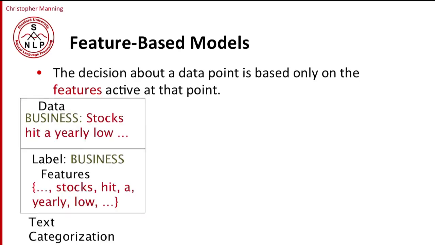One of the simplest cases is text categorization. So we have an article which has data like "stocks hit a yearly low," and it's assigned some topical class, here business. Typically in these text categorization applications, the features are just the words that occur in the article. So each word type that occurs in the article will be a phi feature. And then a complete F feature will be that the word stocks occurred and the class is business, or the word stocks occurred and the class is sports.